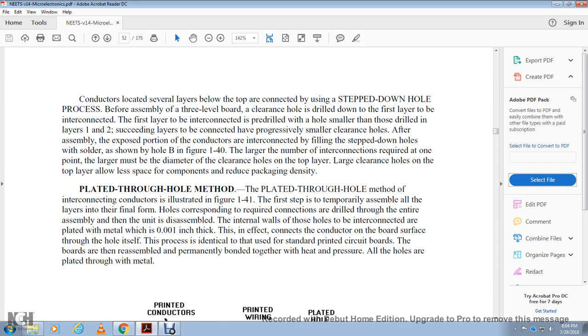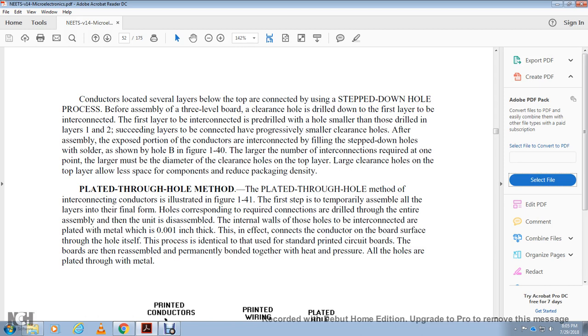Plated through hole method. The plated through hole method of interconnecting conductors is illustrated in figure 141. For the first step, the layers are temporarily assembled in their final form, and the holes corresponding to the required connections are drilled through the entire assembly of the unit. Disassemble, and the inner walls of the interconnected holes are plated with a 0.001 inch thick layer. These effect the connection of the conductor on the board surface through the hole itself.